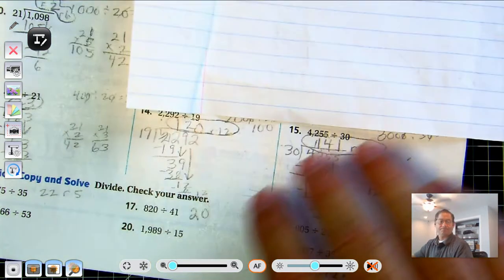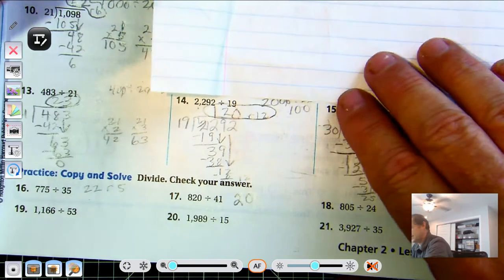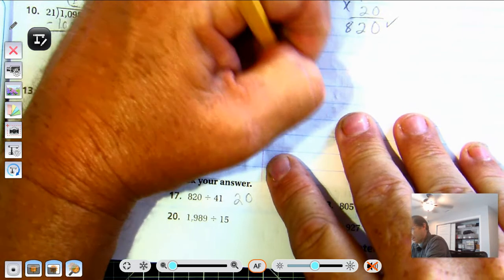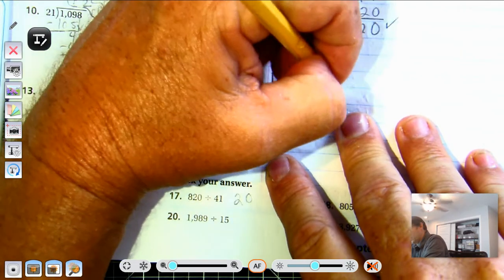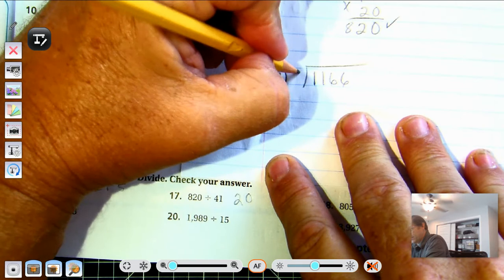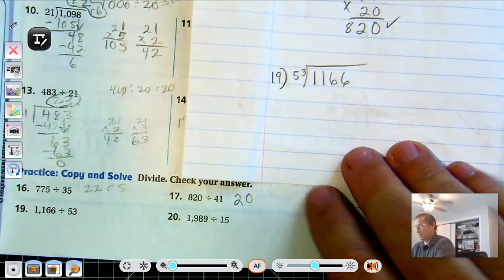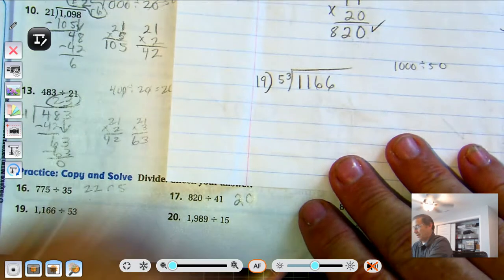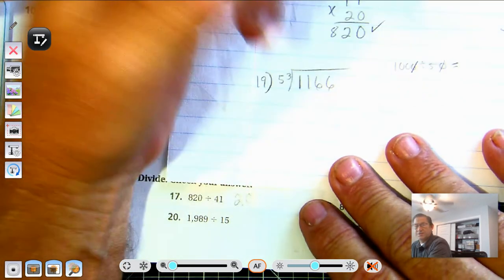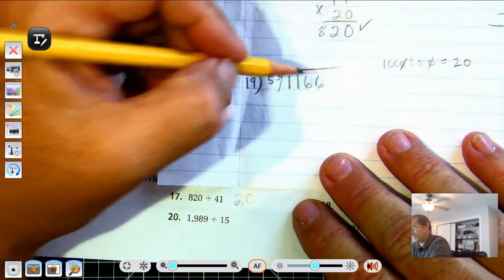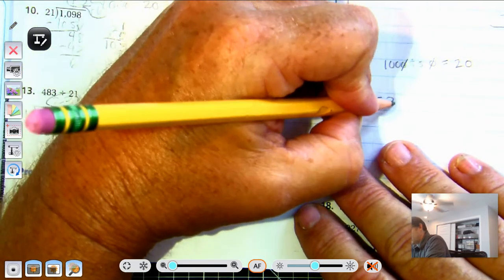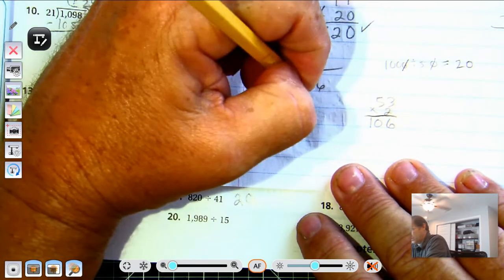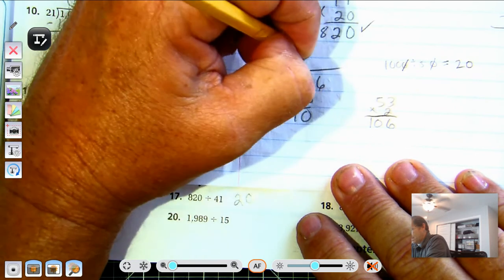Number 19. 1,166 divided by 53. All right, my estimate, I'm going to use 1,000 divided by 50. Cross off the end zeros. 100 divided by 5 is 20. So let's try 53 times 2. It's 106. That'll work.